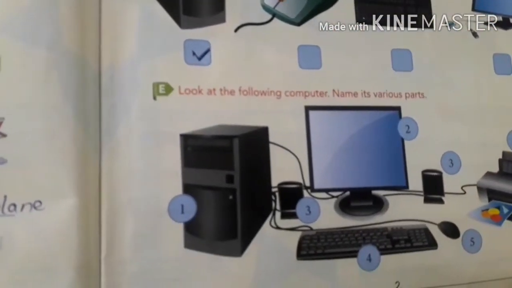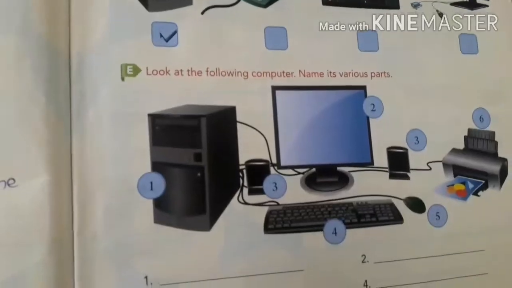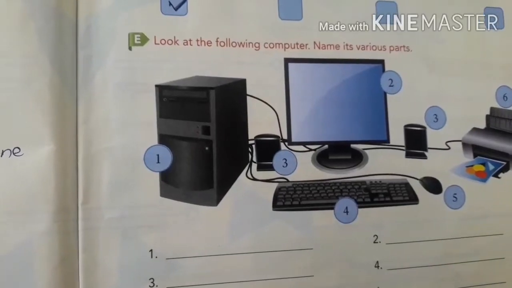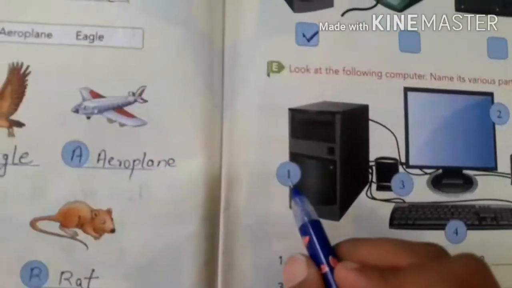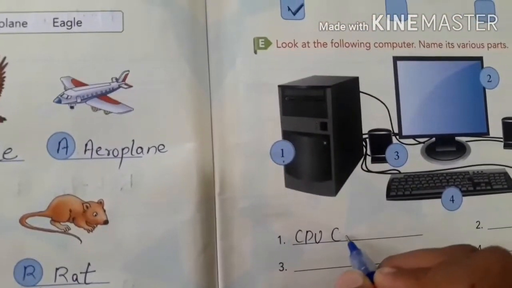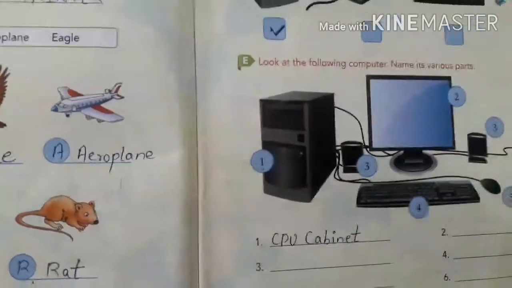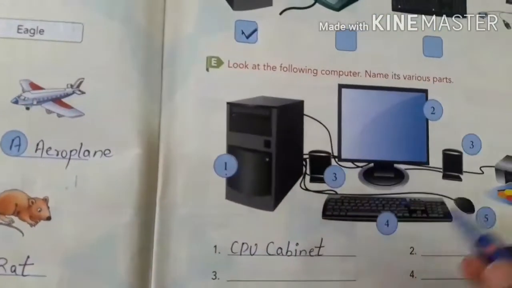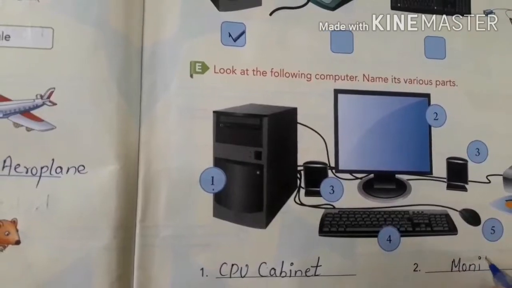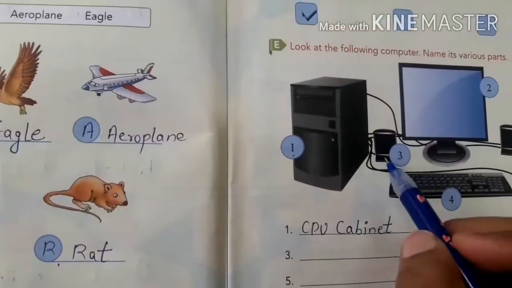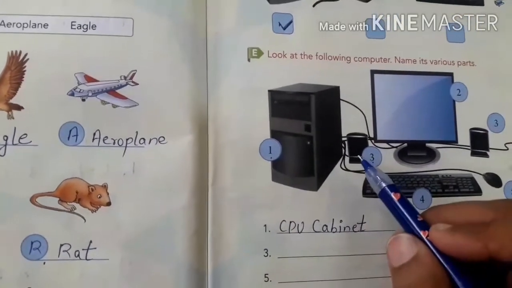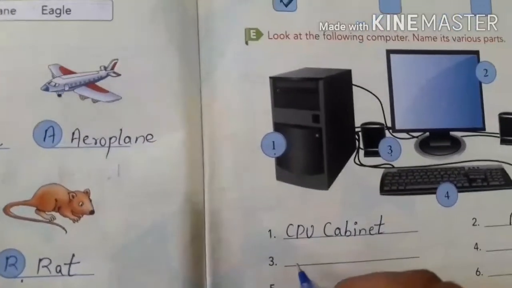Okay. Now let's do exercise number E. Parts of computer. Look at the following computer. Name its various parts. Okay. First is first. What is this? CPU cabinet. And second part is computer or a monitor? It is a monitor. Third is small. 1 and 2. 3 and 3. Left speaker or right speaker?